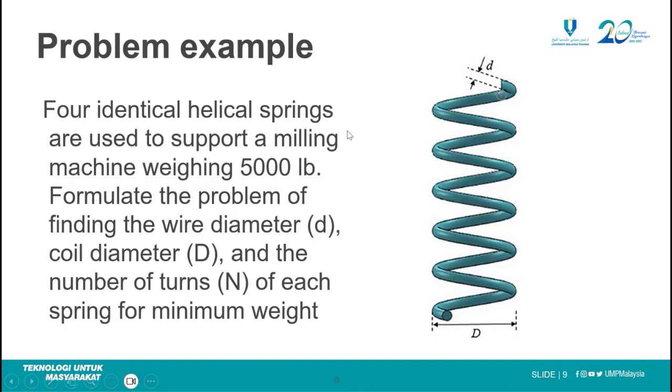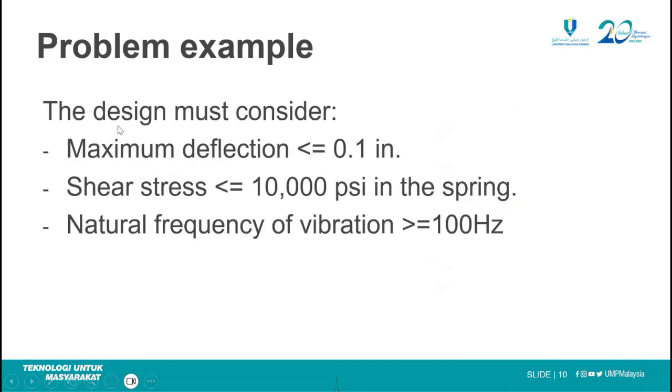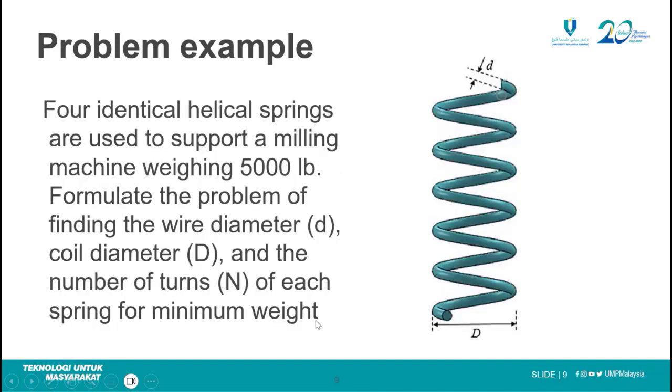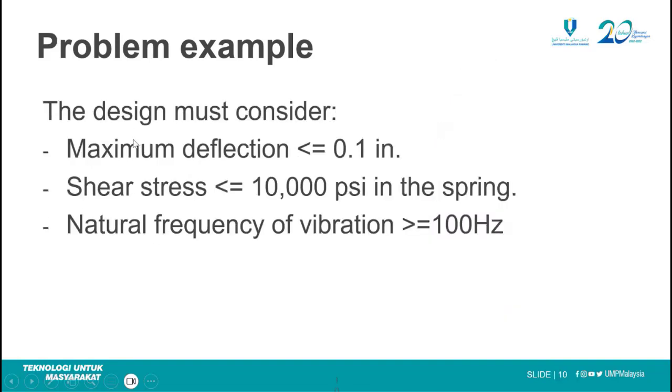So when we formulate the problem, on top of the target or the initial objective, we have additional constraints here, whereby the maximum deflection must be less than 0.1 inch, shear stress must be less than 10,000 psi, and natural frequency of vibration should be more than 100 hertz. So these are the design constraints that we need to fulfill.